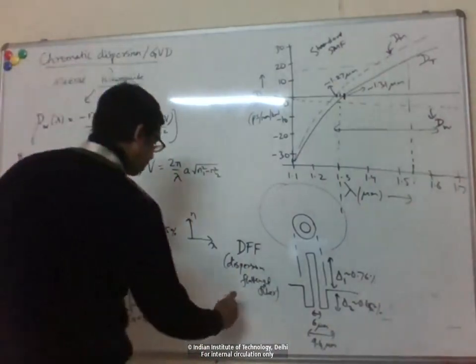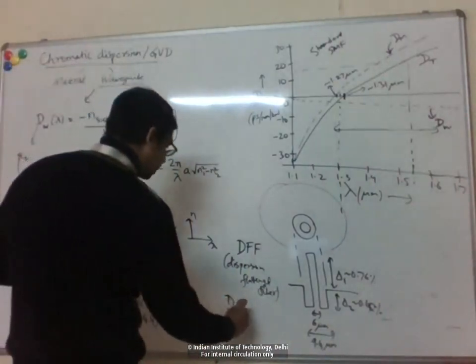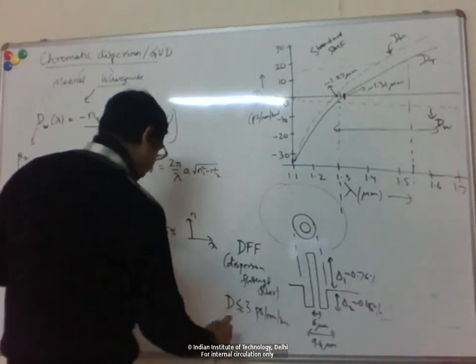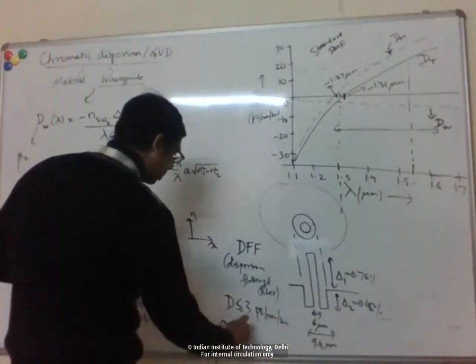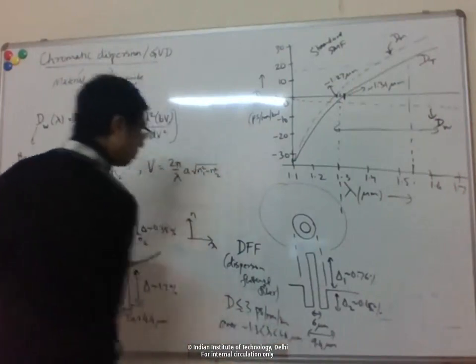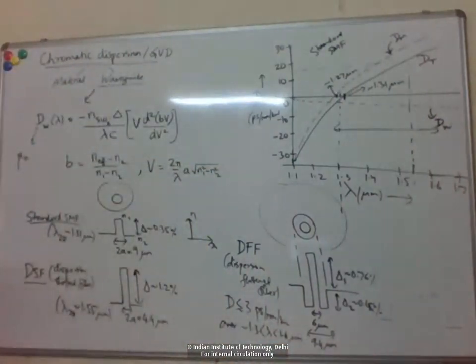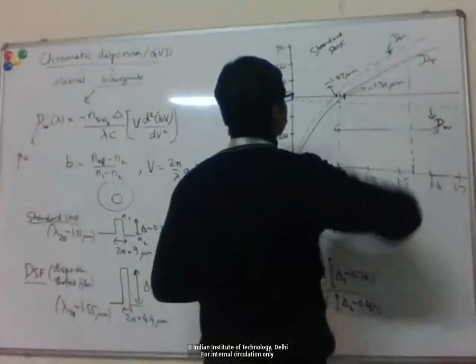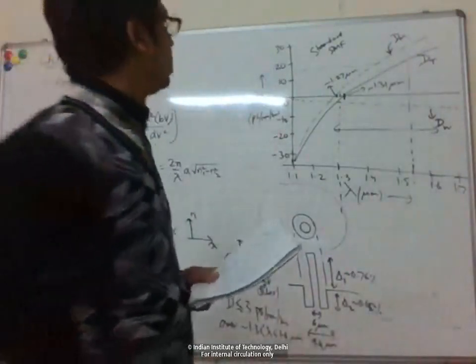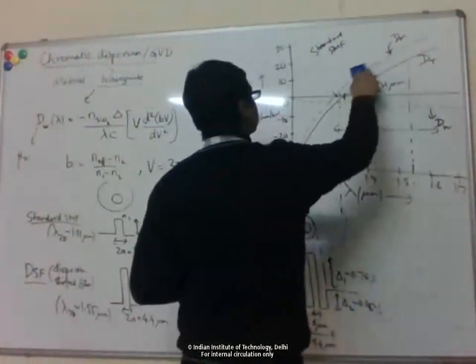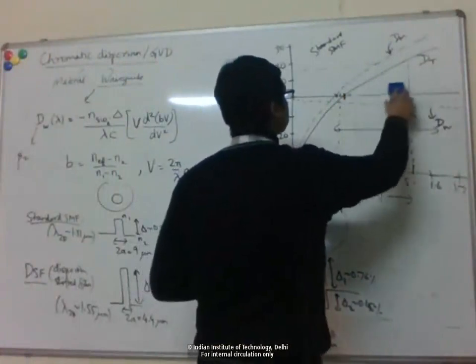Basically what you can get is a very low value of dispersion, less than 3 picosecond per nanometer kilometer over the entire telecom range, so 1.3 to 1.6 micron. If I plot on this scale itself, this is conventional fiber. Maybe let's create some space here.